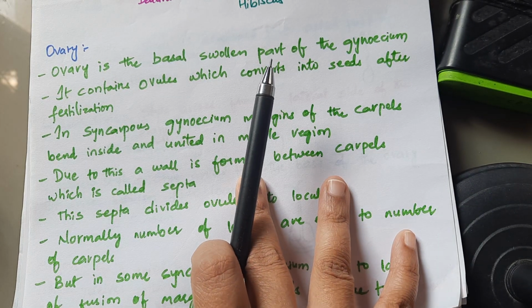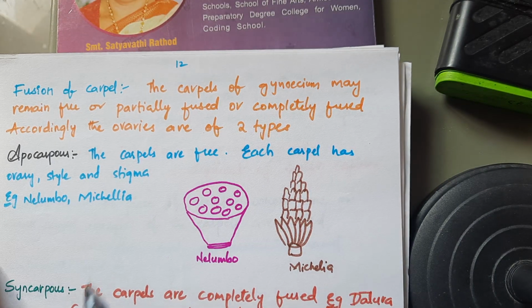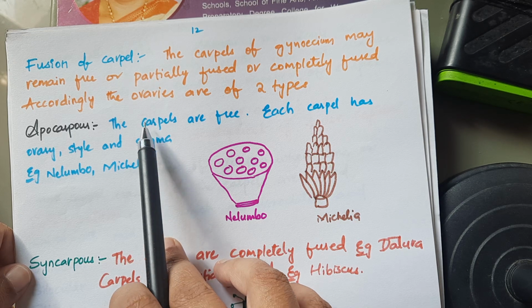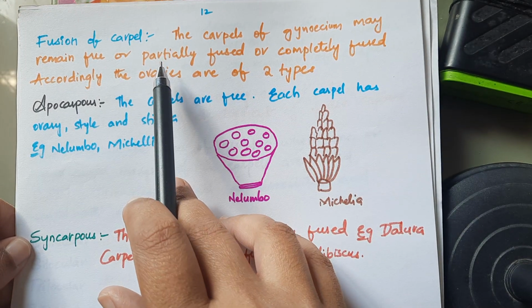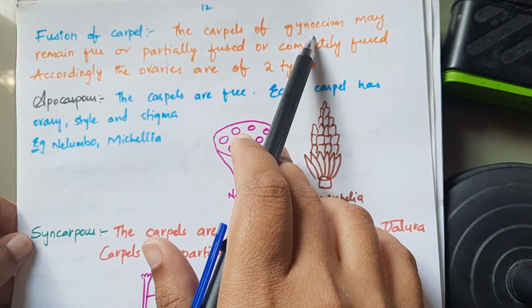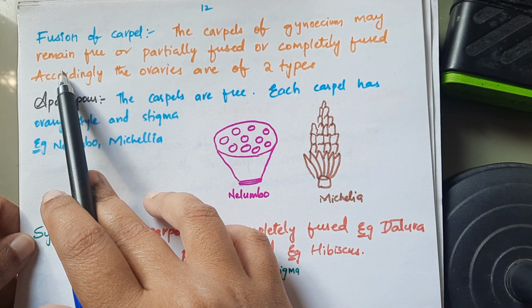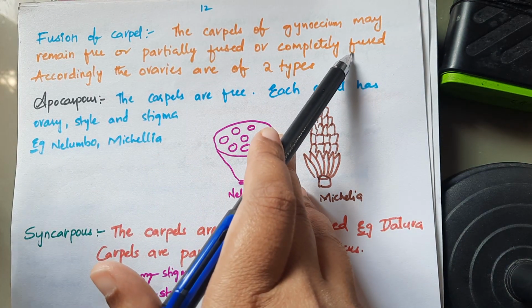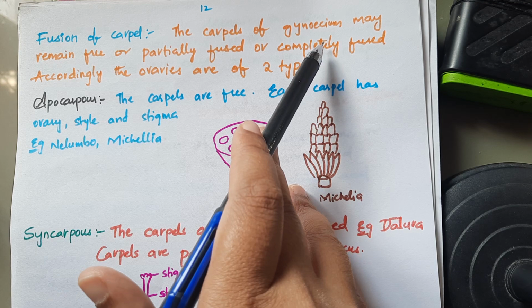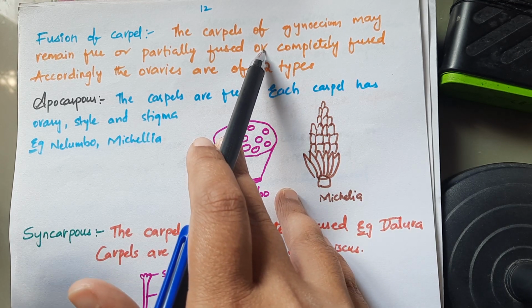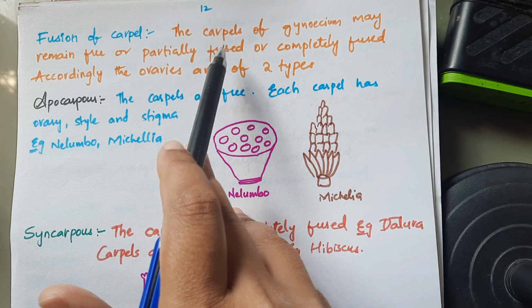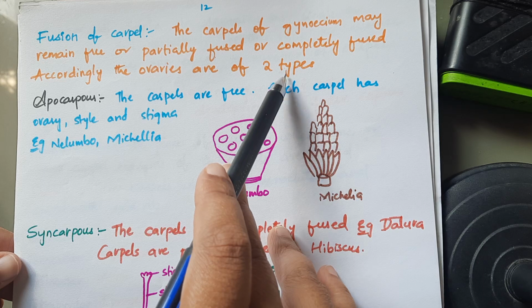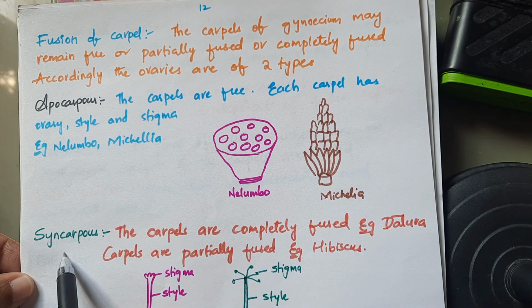Then coming to the fusion of carpels. Sometimes there is fusion of carpels, so let us see how the fusion is happening. The carpels of the gynoecium may remain free or partially fused, or sometimes completely fused. So there are various conditions. Either the carpels remain free in the flowers, or sometimes they are partially fused, or sometimes completely fused. According to this, ovaries are of 2 types, apocarpous and syncarpous.